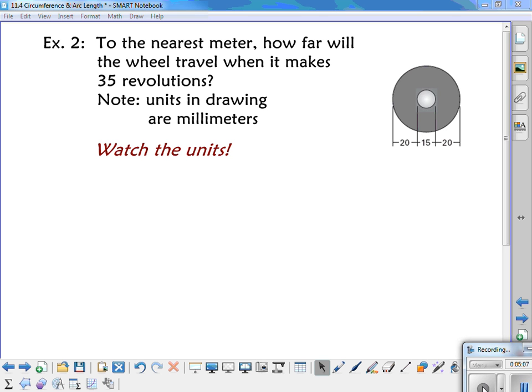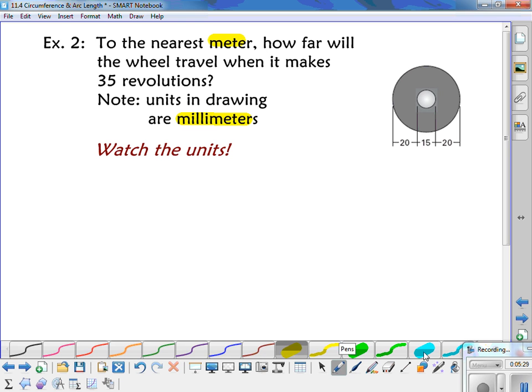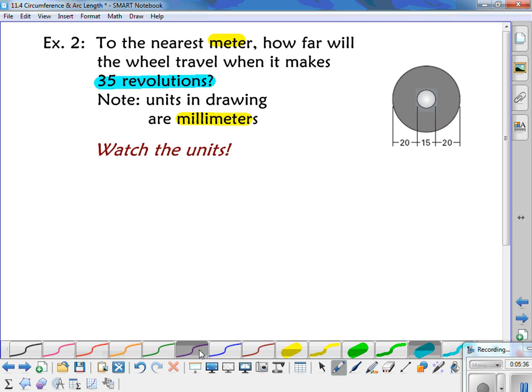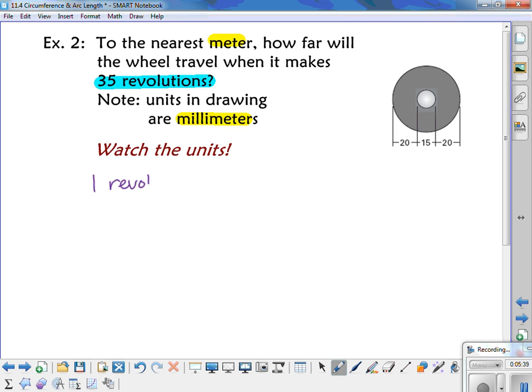In example 2, it says to the nearest meter, how far will a wheel travel when it makes 35 revolutions? And note that the units in the drawing are millimeters. So we need to watch our units because I have meters and millimeters, so I'm going to have to do some conversions. Okay, so it wants to know how far it's going to go in 35 revolutions. If it goes 1 revolution, that means basically I've gone around the wheel 1 time. 1 revolution is going to equal the circumference.